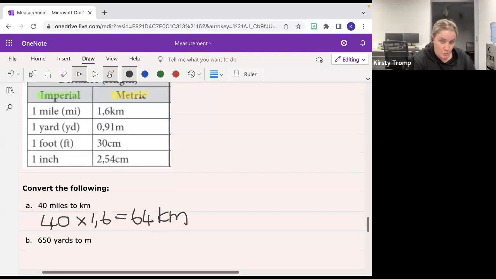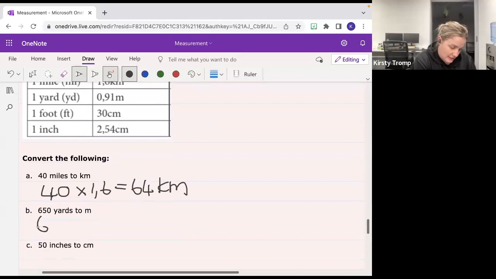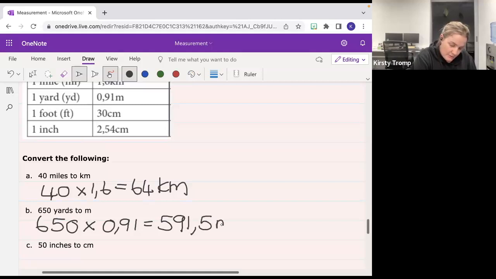Number 2 will be 650 yards to meters. So 1 yard is equal to 0.91 meters. So I'm going to say 650 times 0.91. 650 times 0.91 gives me 591.5 meters. And finally, the last one, 50 inches to centimeters.